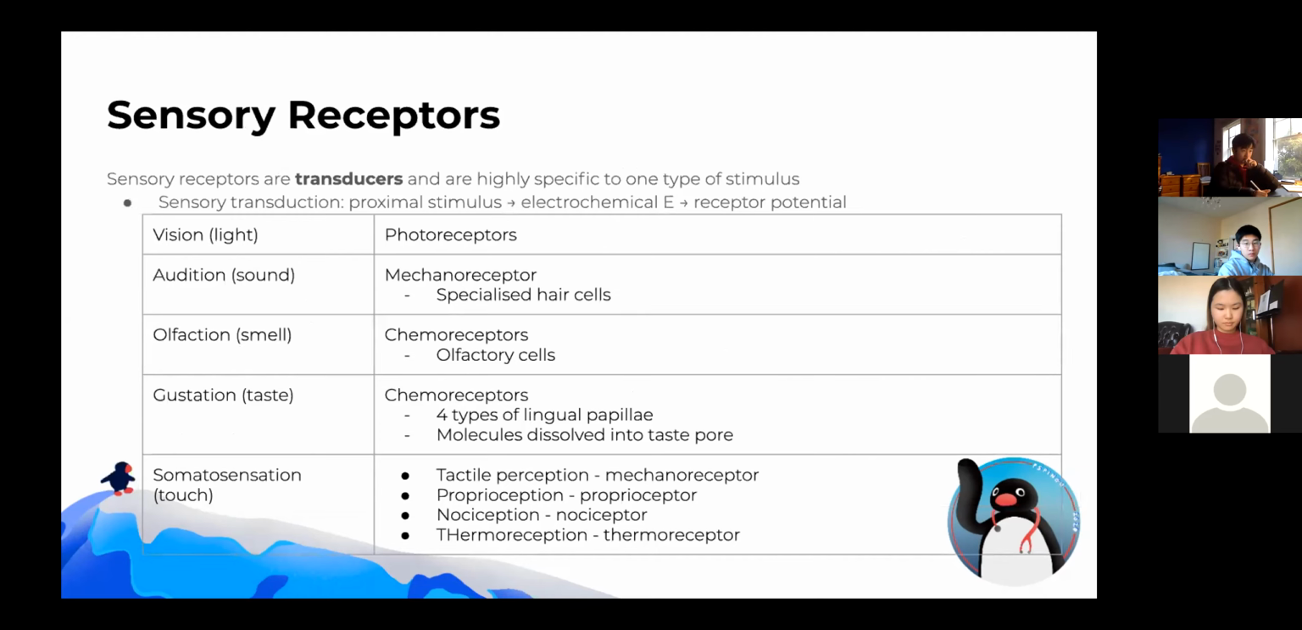So sensory receptors are transducers, and they're highly specific to one stimulus. So again, just different terms for different sensory organs. For vision, it's photoreceptors, and similarly, so you can read out for all of this.